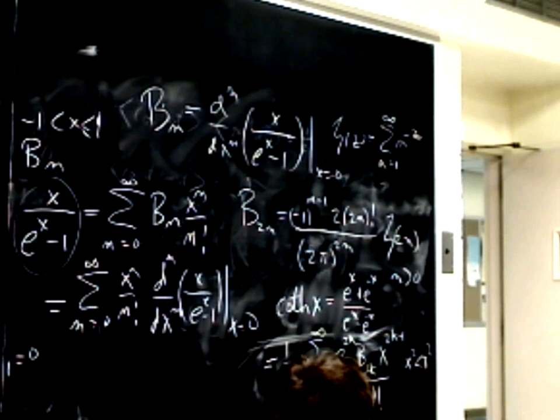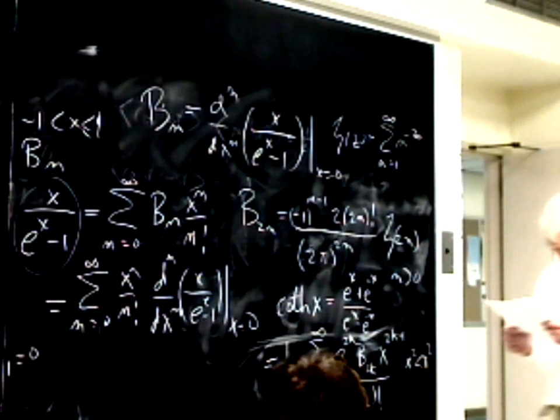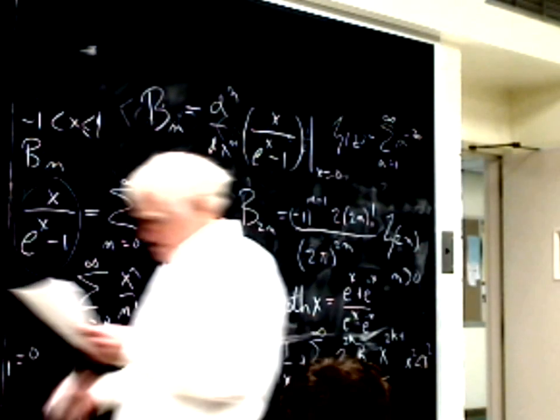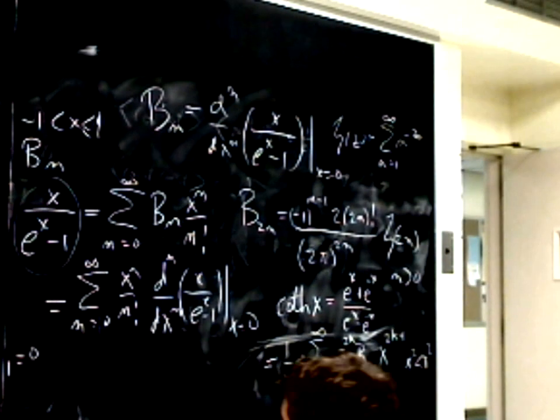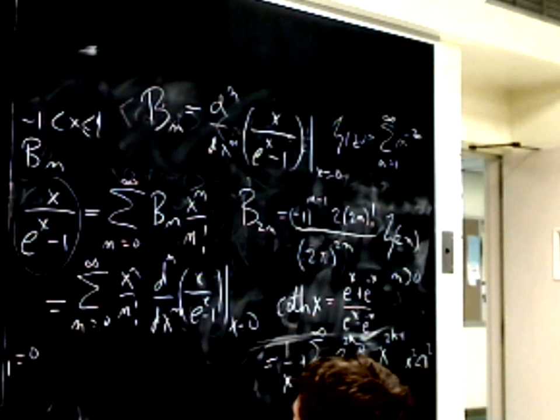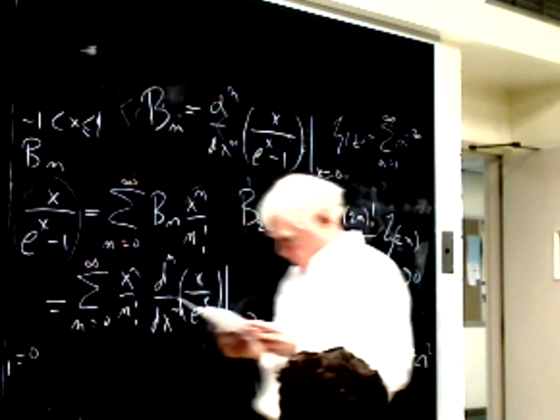And then there are Bernoulli polynomials, and one can define them in terms of a related generating function, namely x e to the xy over e to the x minus 1 is a sum n equals 0 to infinity B_n of y, x to the n over n factorial. So those give you the Bernoulli polynomials.